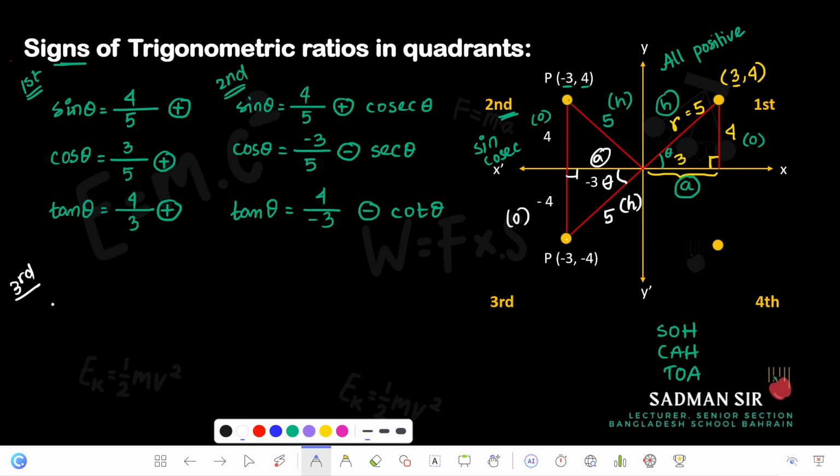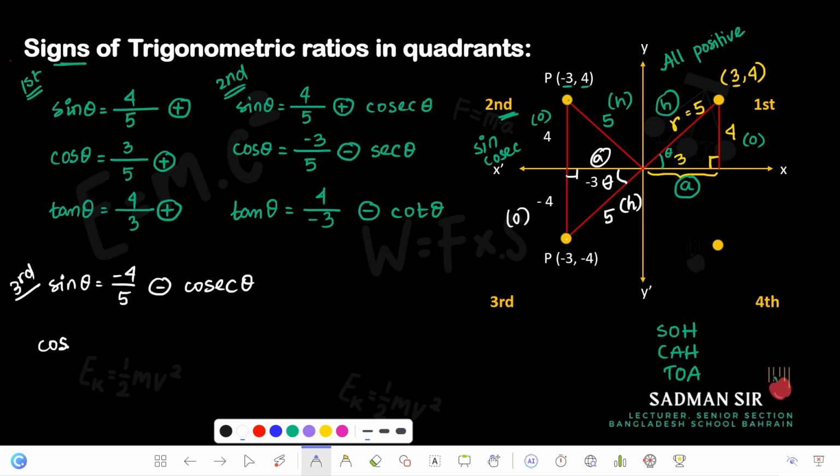Now in this one, let us see which ones are positive and which ones are negative. We will begin with sine theta again. Sine theta is equal to oppo by hypo. Opposite is -4 and hypo is 5. So -4 divided by 5. So again this is negative quantity. So cosec theta will also be negative here.